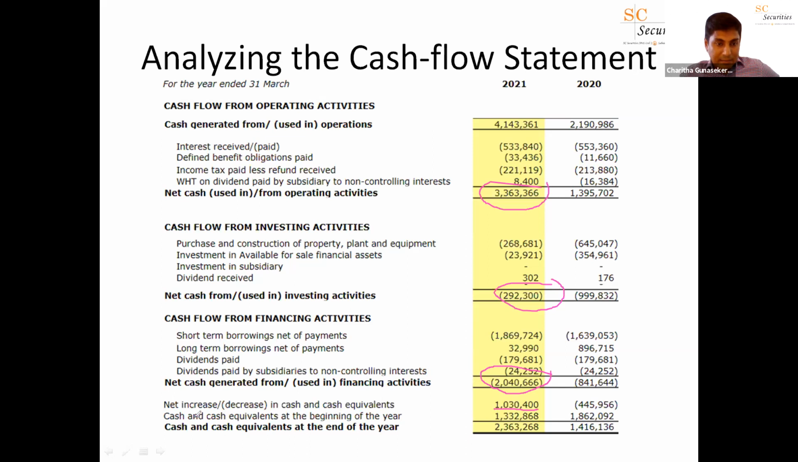And here at the next line, you have what they already had at the beginning of the year. So they had 1.3 billion at the beginning of the year. They generated 1 billion during the year. So at the end of the year, they have 2.3 billion in cash compared to 1.4 billion last year. So this shows you the liquidity position of the organization. So they are liquid, they have cash. So they can go for new investments, they can pay high dividends, right? All are possible. So that's about the cash flow statement.